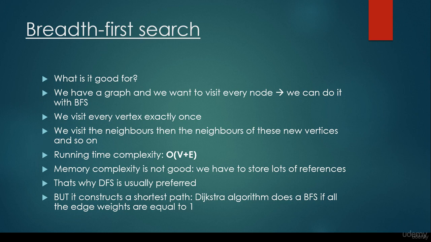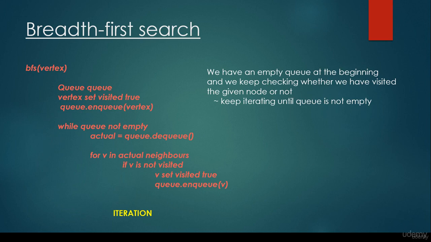So we may come to the conclusion that okay, the memory complexity is not that good, but on the other hand, it has several applications, such as Dijkstra's algorithm or in artificial intelligence. So let's take a look at the concrete source code. It's very important that in breadth-first search we have to use a FIFO structure, a first in, first out structure, and that's why we use the queue abstract data type.